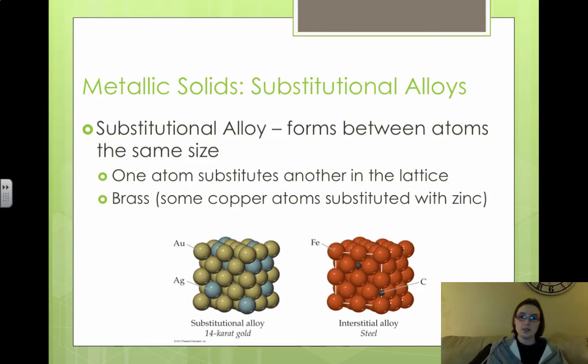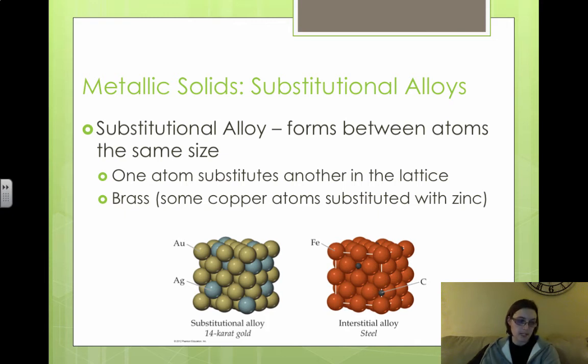So then with a substitutional alloy, like I said on the last slide, this is also a homogeneous mixture. So again, this is a solid solution. In this case, a second element actually takes the place of the original metal. So one atom substitutes another in the lattice.